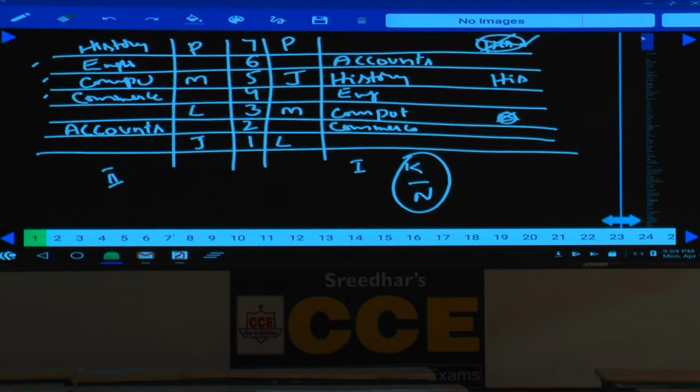N does not like commerce. As N does not like commerce, N cannot be on the second floor, which implies that K cannot be on the fourth floor. And K at this place, N will be here. Are you following this one or not?